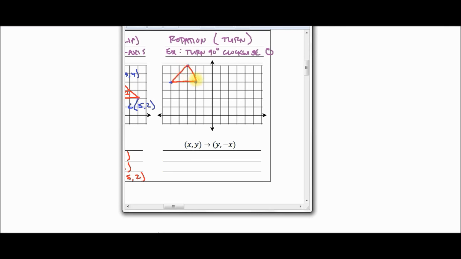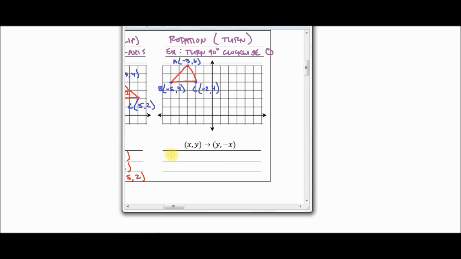Now I'm going to tell you, rotating just by looking at it is much more difficult than translating or reflecting. So we're going to use transformation notation for this. Let's write our original points. This is, let's get this in blue, this is A, which looks like we're at negative 3, 6. B is at negative 5, 4. And C looks like it's at negative 2, 4. All right, here is transformation notation for a 90-degree clockwise rotation.